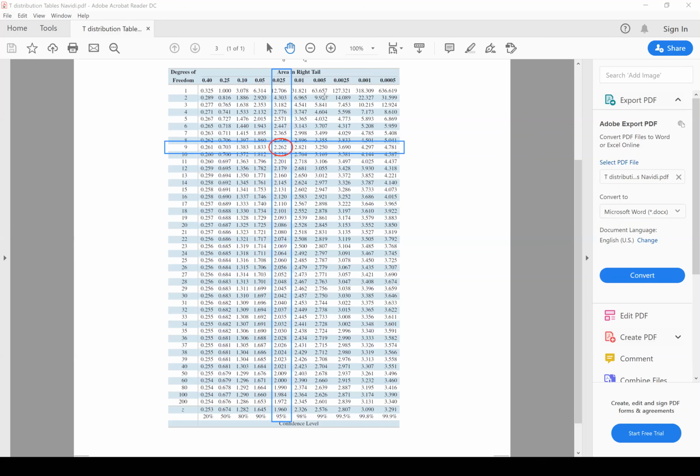Okay, so this is how we find the degree of freedom and the T critical value. Yesterday, if they asked you to find a Z critical value, then the Z critical value is just right here, which is 1.96. Okay, so any questions with this table, in terms of using this table to find a critical value?